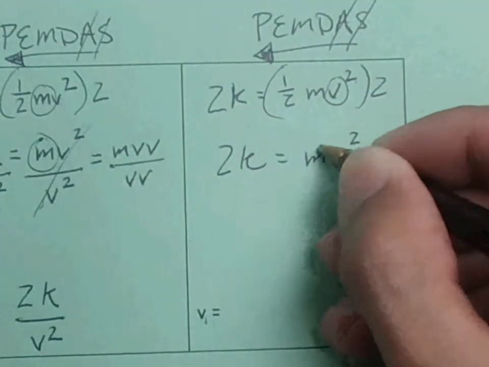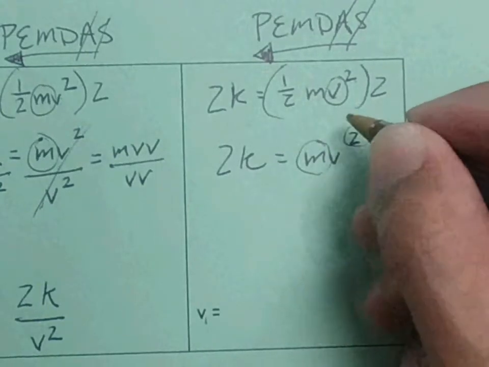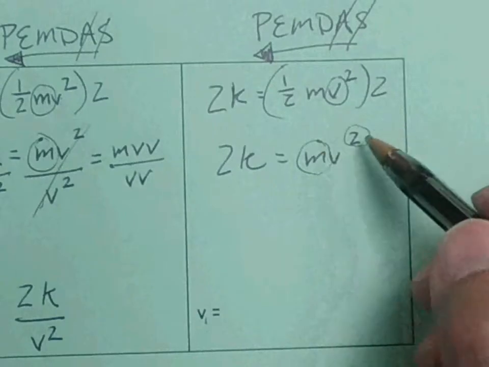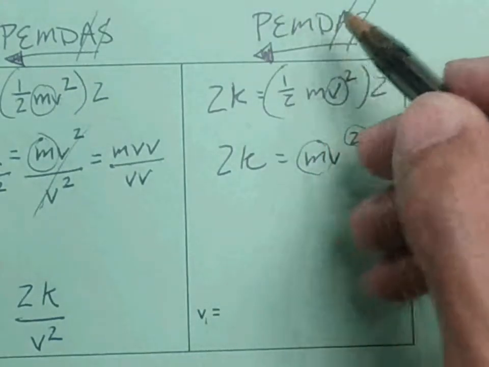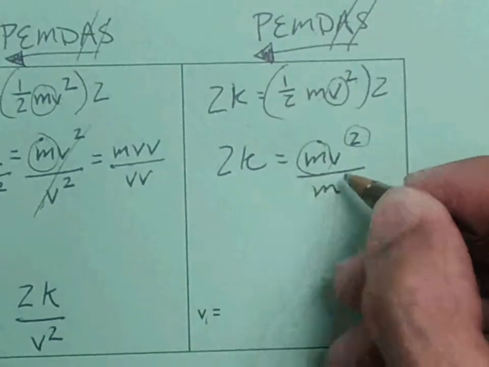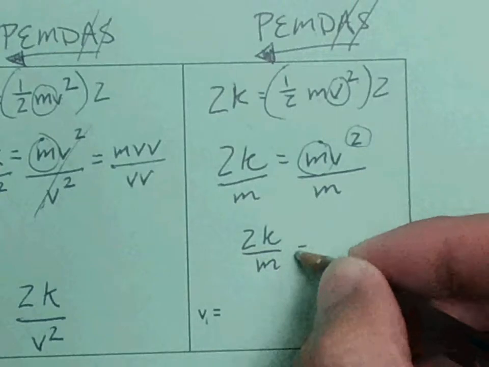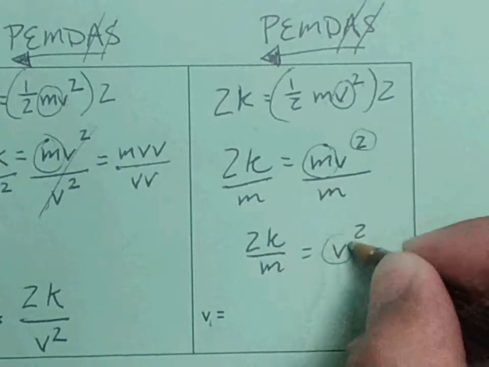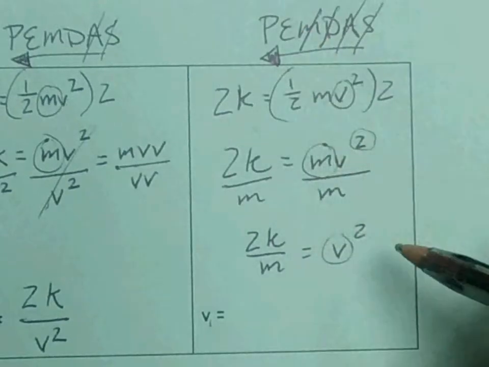So now you got to get rid of the m, and you still got to get rid of the square. So which one would you get rid of first? You should get rid of the m because that's our multiplication and division. So we're going to divide by m, and you're going to see that now you're closer to getting v by itself.